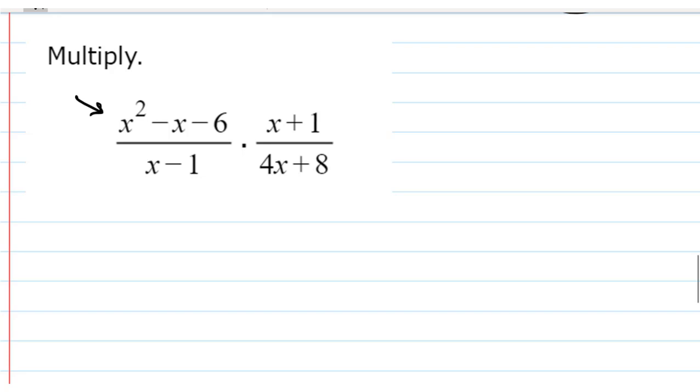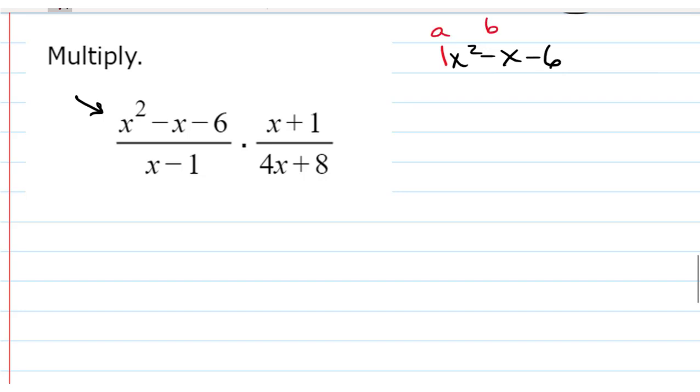I'm going to come off to the side and factor x squared minus x minus 6. There is no GCF for these three terms, and since there are three terms, this is a trinomial. Many people have different ways of factoring trinomials, but I always teach my students the AC method.